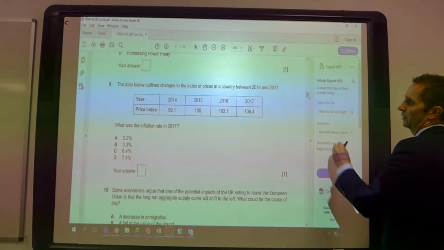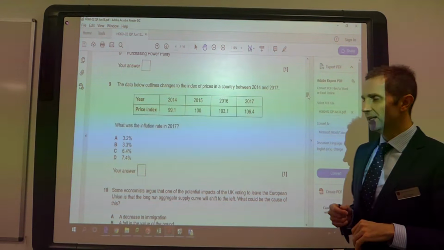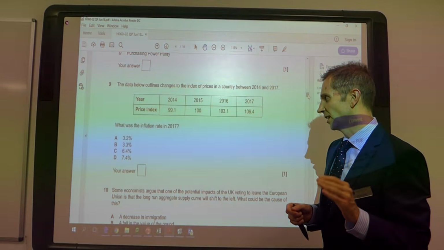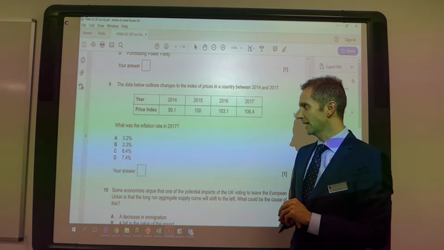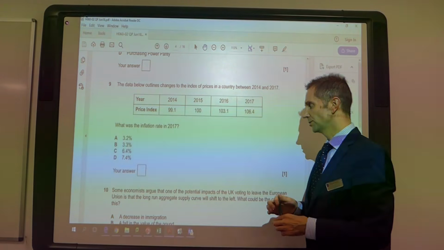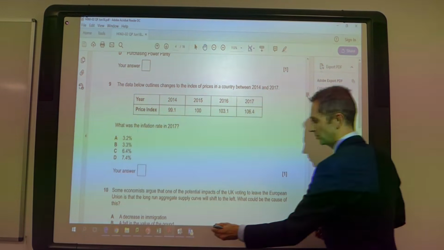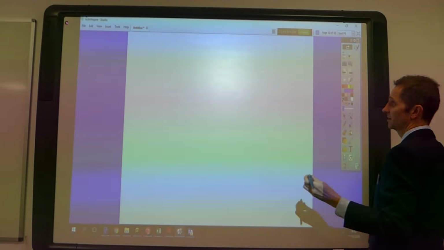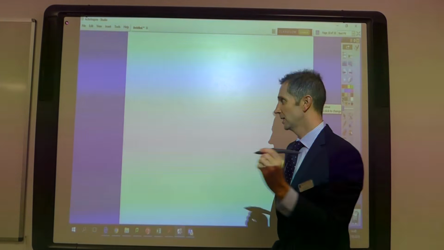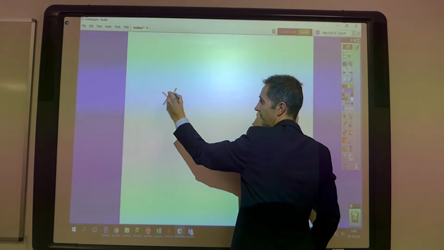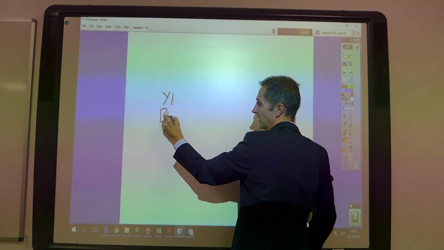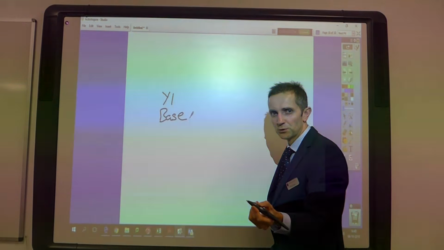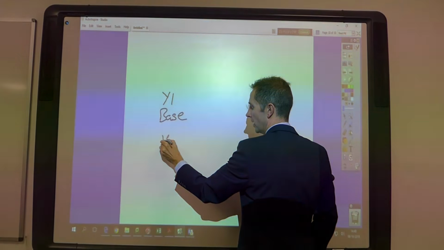Now, 9, tricky little question, this one. This requires you to have just a reasonable working knowledge of index numbers. So I'll just give you a brief little resume on index numbers before we get into this one. So you'll know that index numbers always have a year one, let's say, base, and the base value is always equal to 100.